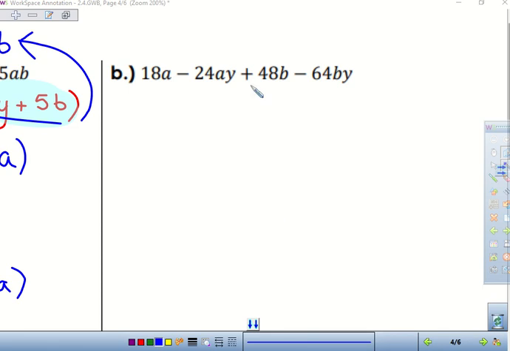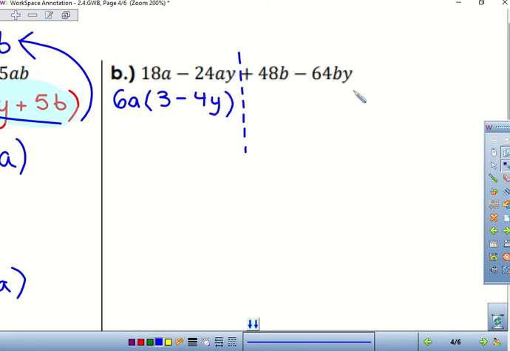Alright, so this one here, we're going to split it down the middle. What can we take out of the left side? 6a, which leaves me with 3 minus, oops, yeah, you're right. I don't know why I'm writing 6. 4y. And over here, we can also take out what? Even bigger, yeah, 16.